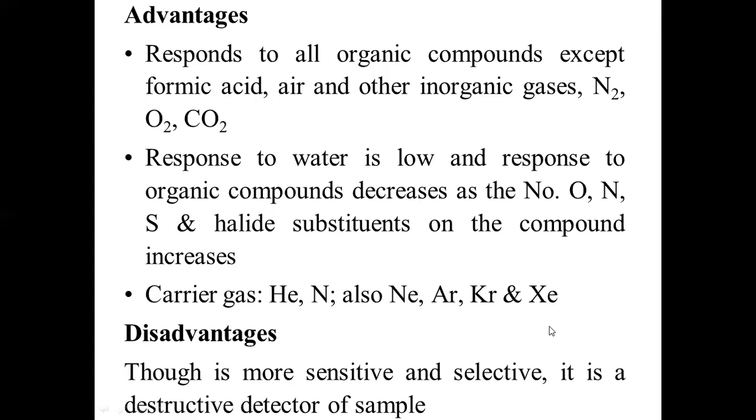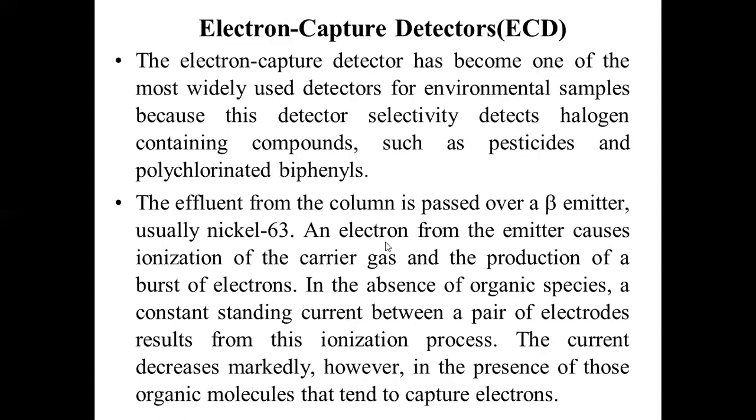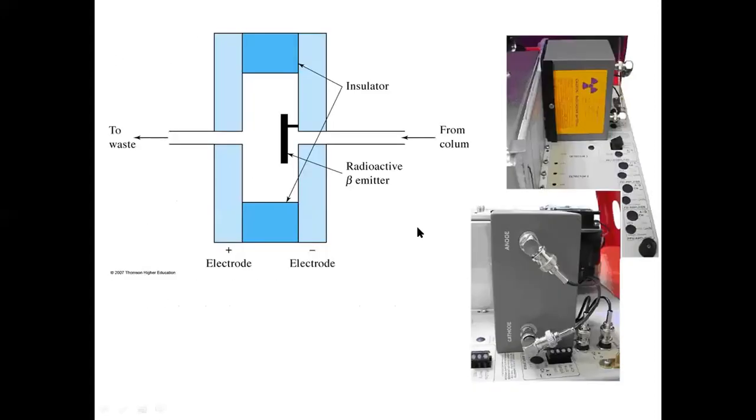So hydrogen cannot be used there because hydrogen will be used as a fuel, but hydrogen cannot be used as a carrier gas. If we use it, it will affect the resolution, it will affect the detection. So helium, nitrogen, neon, argon, krypton, and xenon can also be used. But it is destructive to the sample because the sample is going to undergo combustion. This is the disadvantage.